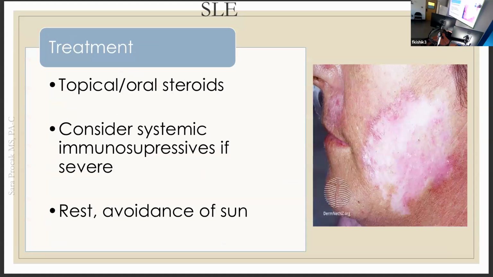So treatment is going to be topical or oral steroids. It really depends on how severe your patient is. If they have more widespread disease, then obviously you may have to consider oral steroids. If you're treating maybe just the malar rash and it's not that bad, you can consider a topical, mid potency would probably be best. If they're very, very severe though, you have to consider immunosuppressives, and rheumatology is going to help with that. And you're going to tell your patients to rest and avoid the sun.